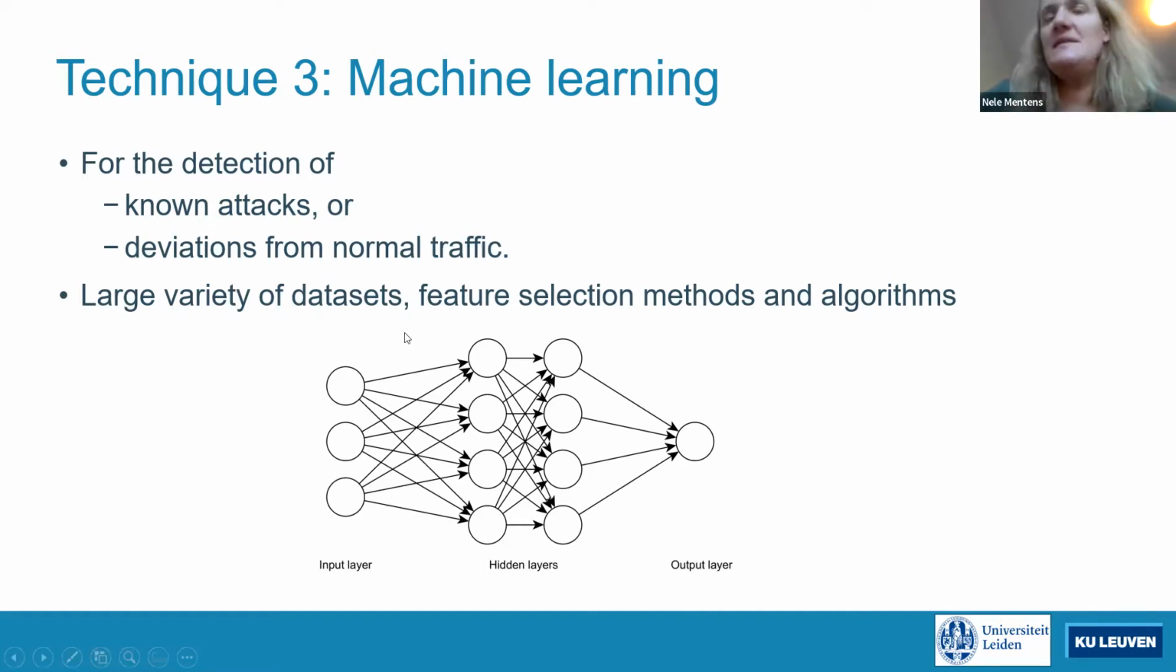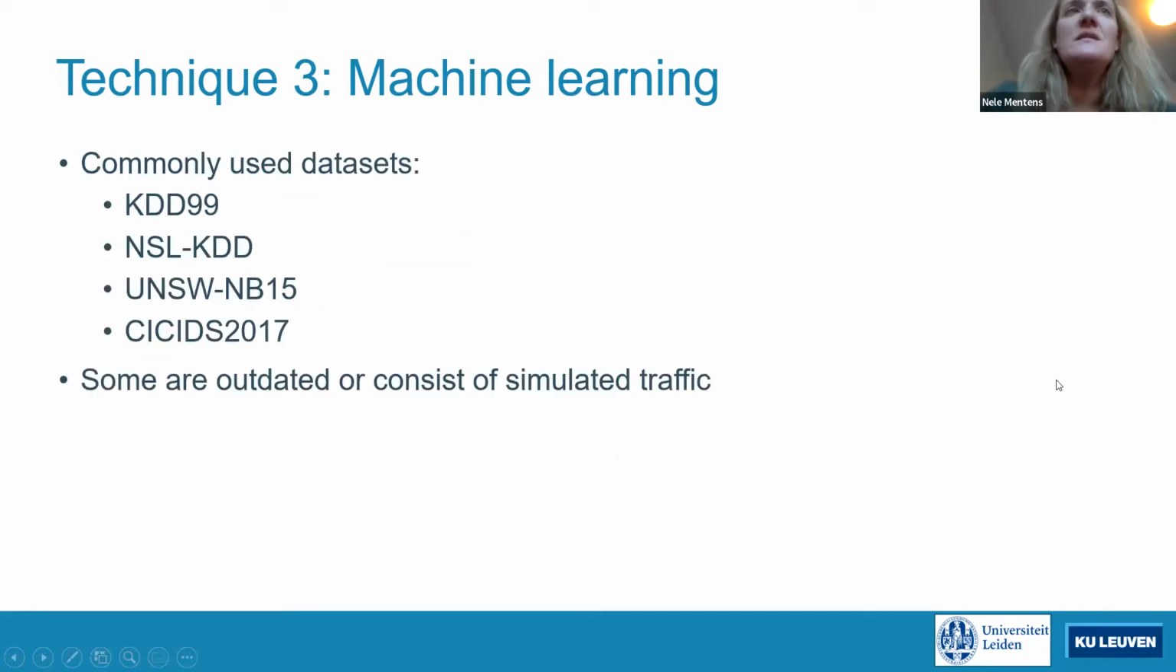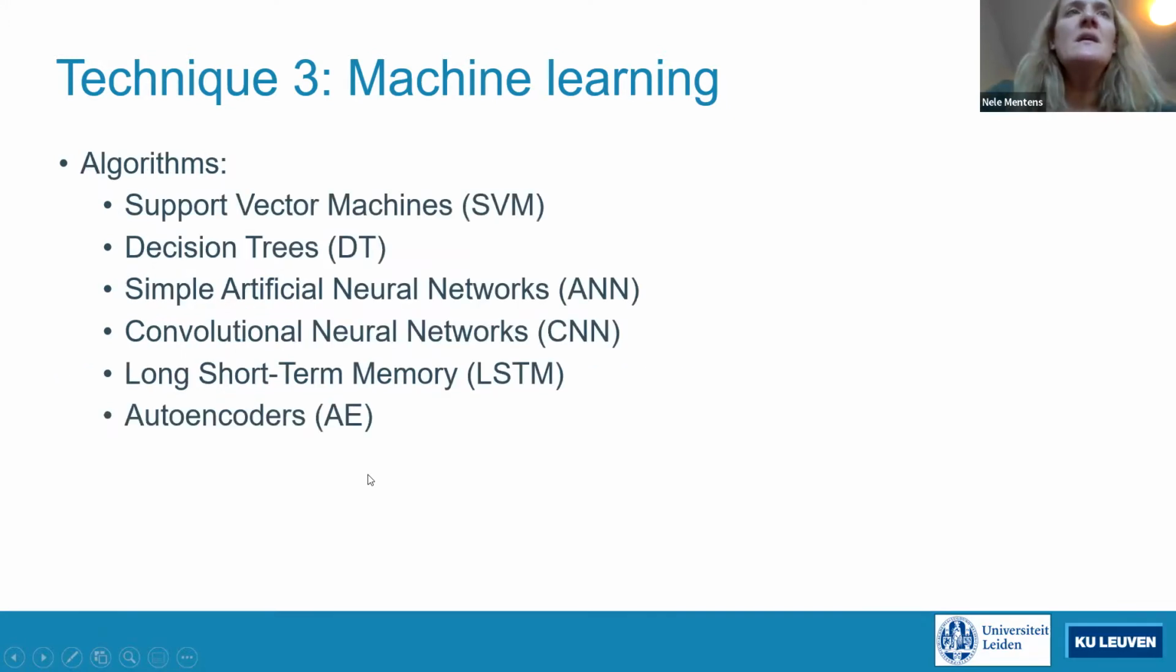There's a large variety of data sets, feature selection methods, and algorithms out there. These are the commonly used data sets. Some are outdated or consist of simulated traffic, but these are the ones that are used in research papers to compare results. And there are also different types of algorithms used in this space.